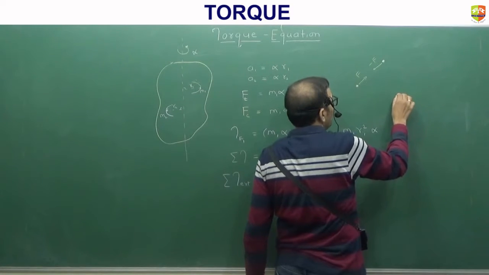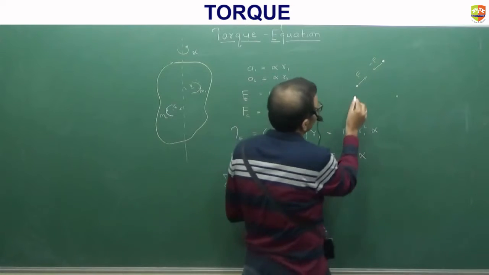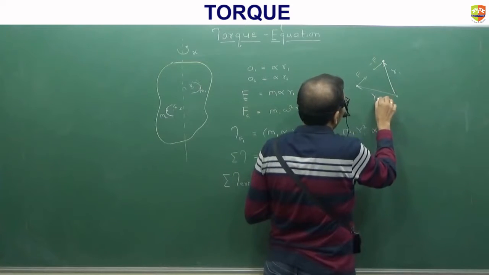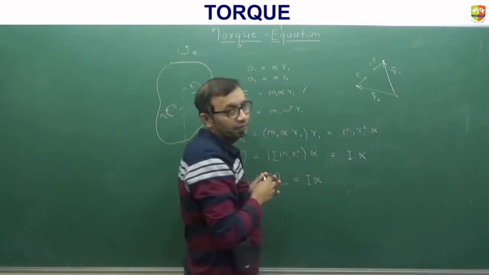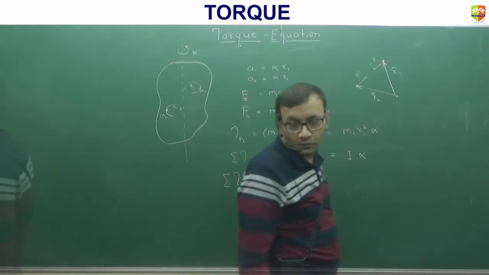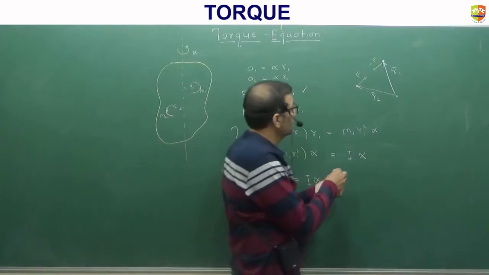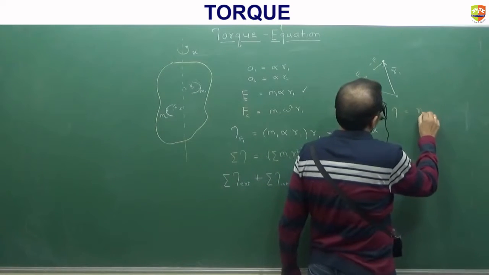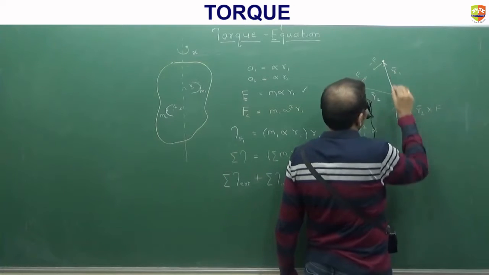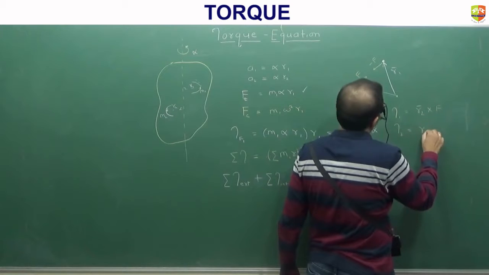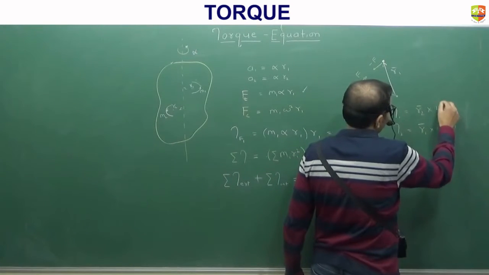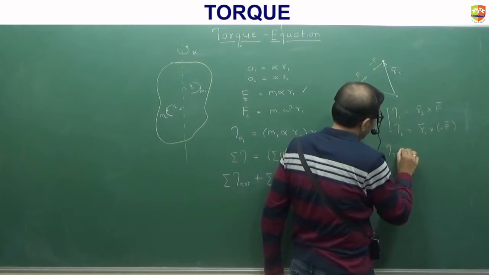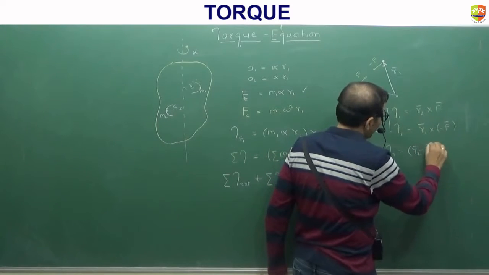You need to prove that torque about this point will be 0. Take that as origin. This is R1, that is R2. Prove it. Sum of all torque will be 0. Go on. Got it? There you go. Torque because of this force is R2 cross F. Because of that force, it is R1 cross minus F. Yes or no? So if you add these two, you get total torque equal to R2 minus R1 cross F.